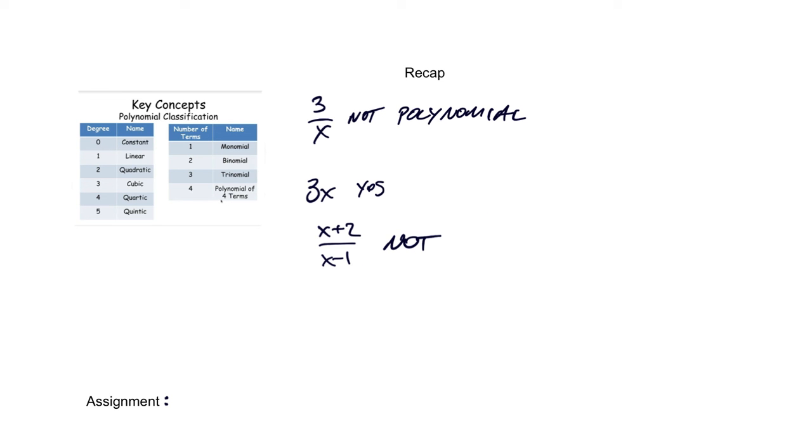Recap. Is it a polynomial? This 3 over x, not a polynomial. Why? Variable in the denominator. 3 times x. Yes, it's a monomial. Whoop. X to the first power. It's a linear monomial, or a first degree monomial. What about x plus 2 over x minus 1? Not a polynomial. I have a variable in the denominator.